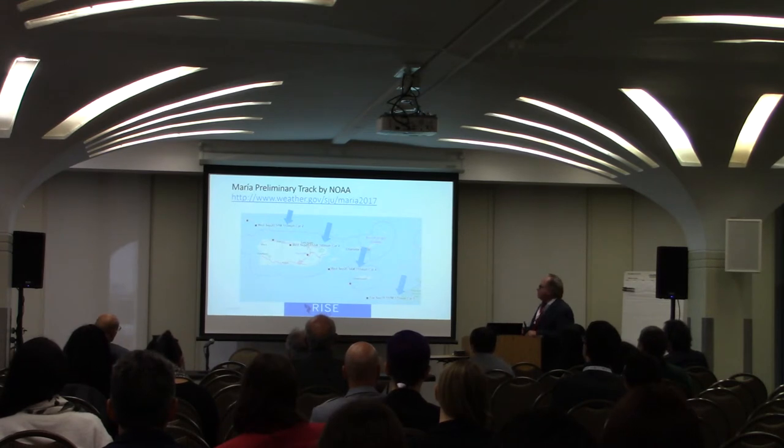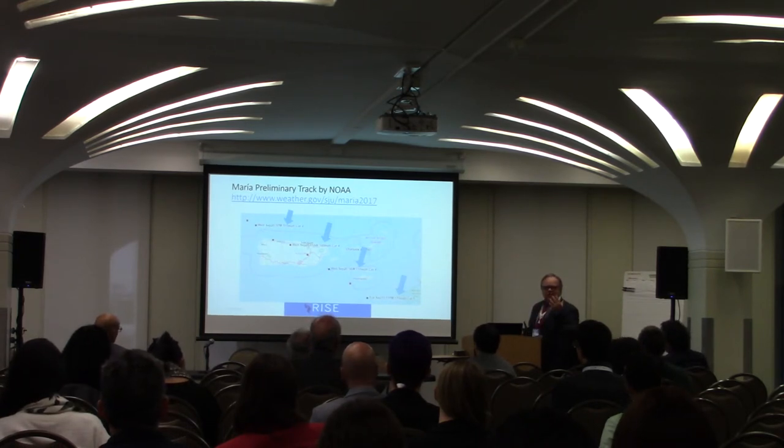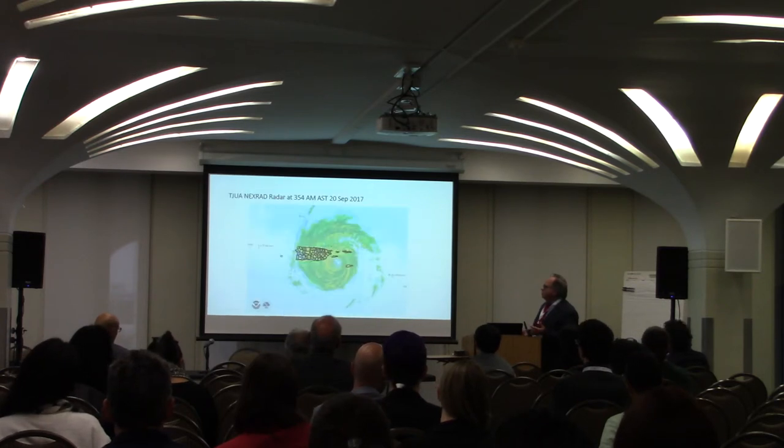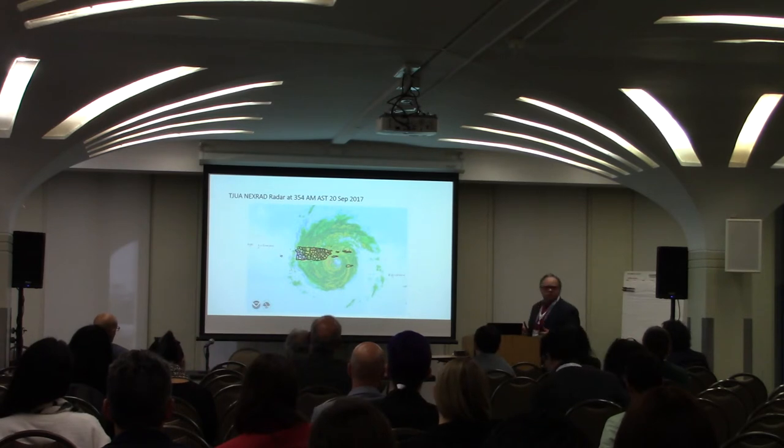And it continued. And then we don't have many measurements after that, because we have two problems. The wind anemometers broke and the radar broke. So the last radar picture was this one, just as it was going into Yabucoa, and we didn't get any more. We have satellite pictures.